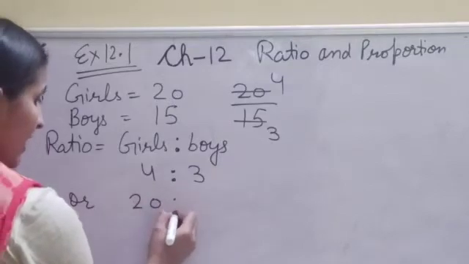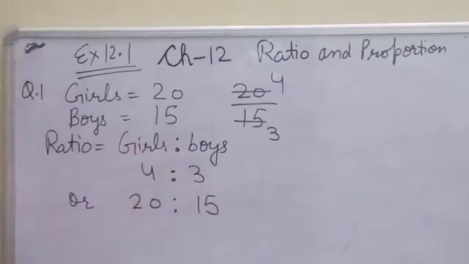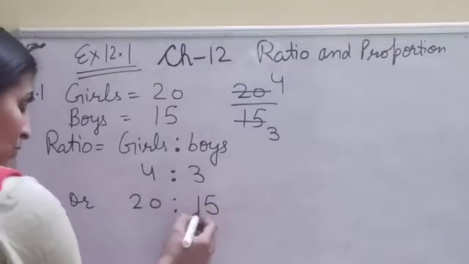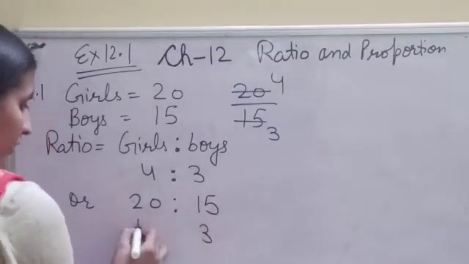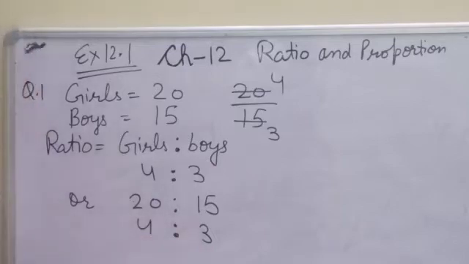Girls are 20, boys are 15. As in previous video we have discussed, we have to cut these by same number. So 5 3s are 15 and 5 4s are 20. In both the cases, your answer remains same. So this is the part A.